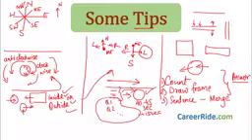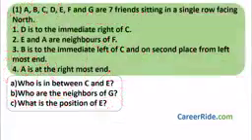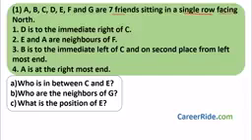So now let's move on to question number 1. A, B, C, D, E, F and G are 7 friends sitting in a single row facing north. D is to the immediate right of C, E and A are neighbors of F, B is to the immediate left of C and on second place from leftmost end. A is at the rightmost end.